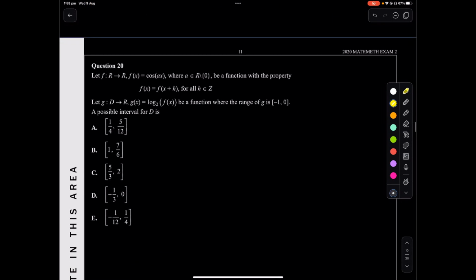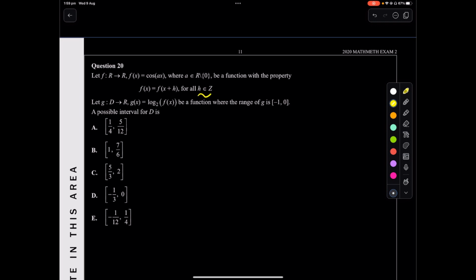Okay. Question 20. Let f from the reals to the reals, f of x equals cos of ax, so it's cos of ax, where a is a real number, be a function with the property that f of x equals f of x plus h for all h that is an integer.